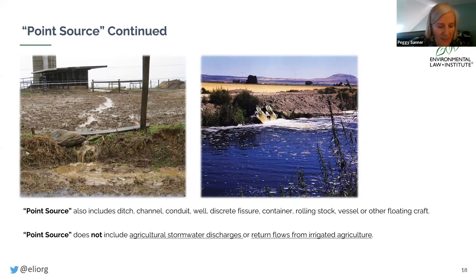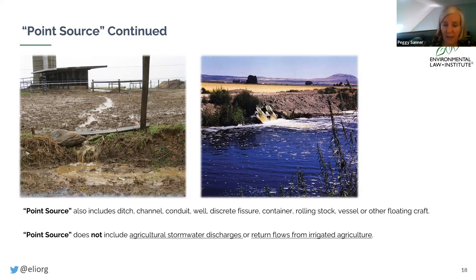Camille has identified point sources as one of the group of sources of pollution that the Clean Water Act addresses. And so what is it? Well, it is classically a pipe from which really nasty industrial stuff or wastewater stuff is poured out into a local waterway. That's what most people think of as the classic point source. But in fact, it also includes a whole lot of other things: ditches, channels, conduits, wells, discrete fissures, rolling stock, vessels, floating craft, confined animal feeding operations, and many more.